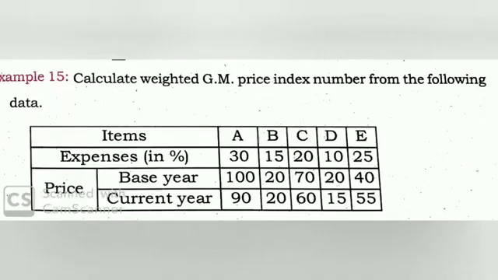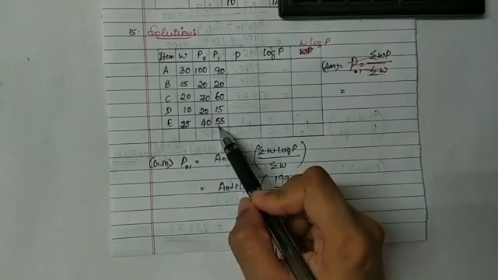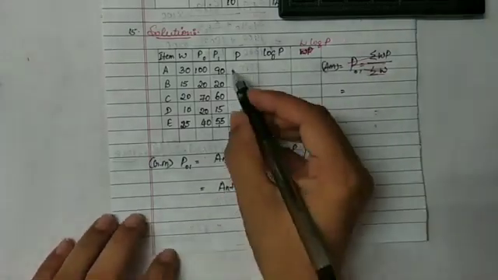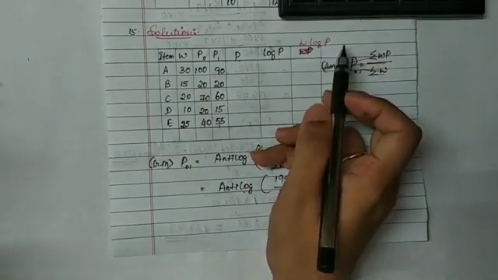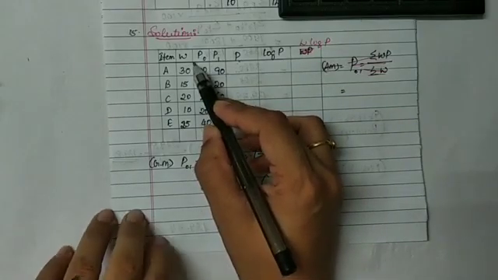Here is our last problem now. Calculate weighted geometric mean price index number from the following data. Items are given A, B, C, D, E. Expenses, base year prices and current year prices are given. Expenses are considered as weights. We are asked to calculate weighted average of relatives based on geometric mean, and the formula is here. You know that, right? Here calculate P, log P and W log P. So P, how to calculate? P1 divided by P0 into 100.